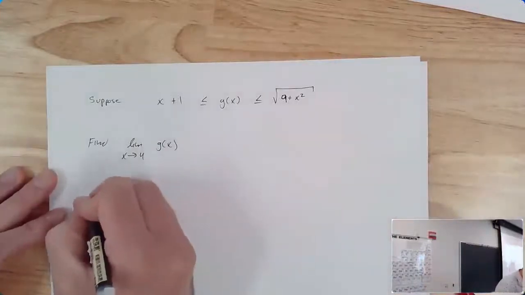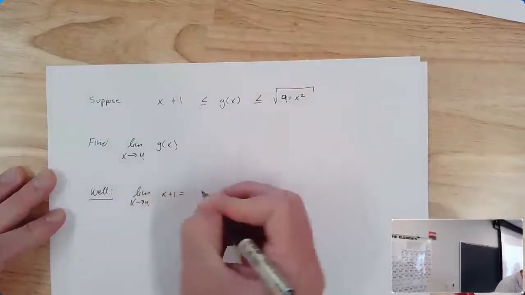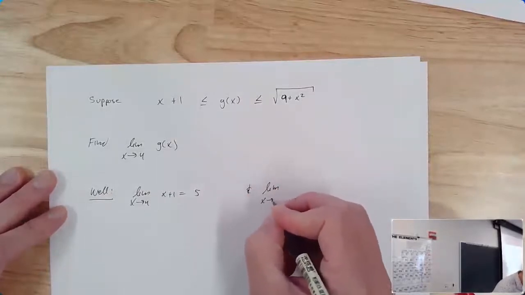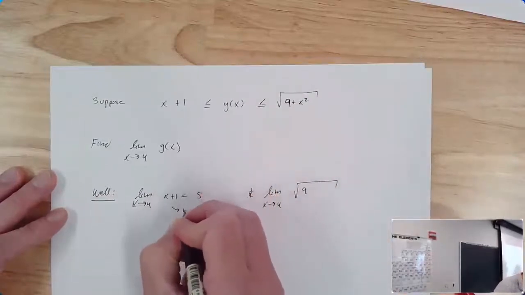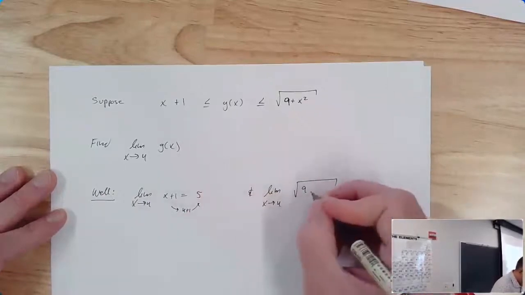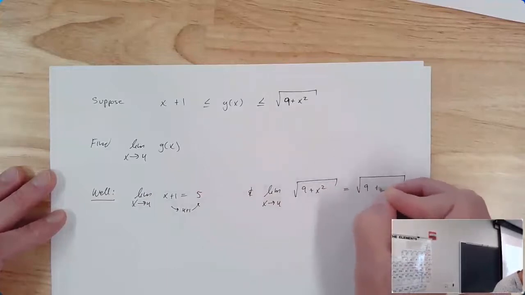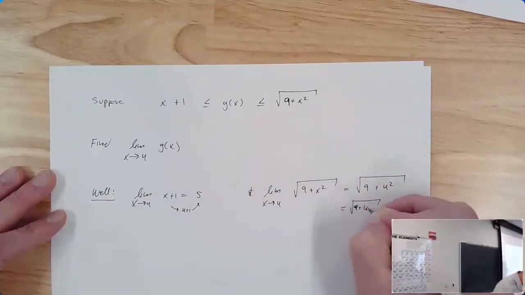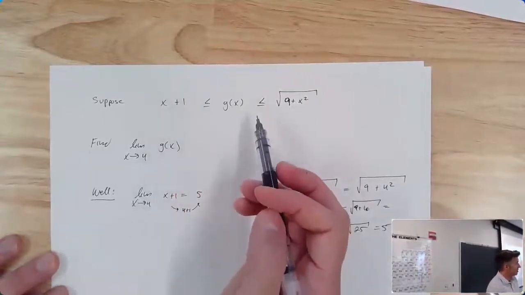So we're going to say, well, okay, the limit as x approaches 4 of x plus 1 is 4 plus 1, which is 5. And the limit as x approaches 4 of the square root of 9 plus x squared, I can just plug it in and get the square root of 9 plus 4 squared, which is the square root of 9 plus 16, which is the square root of 25, which is 5. So because the limit of this is 5 and the limit of that's 5, the limit of that has to be 5.